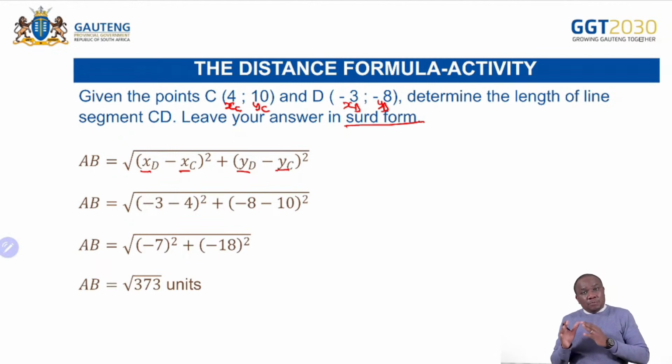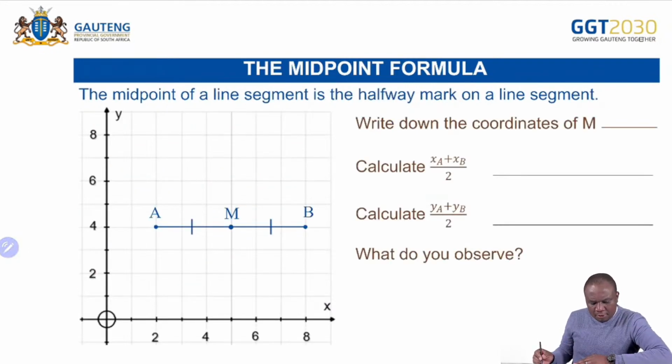I want us now to move to the midpoint formula. Midpoint formula. What is midpoint? Not midpoint theorem. Remember in the previous lesson we did midpoint theorem. Now we're talking about the midpoint of a line segment. The midpoint of a line segment. Right. The midpoint of a line segment is the halfway mark on a line segment.